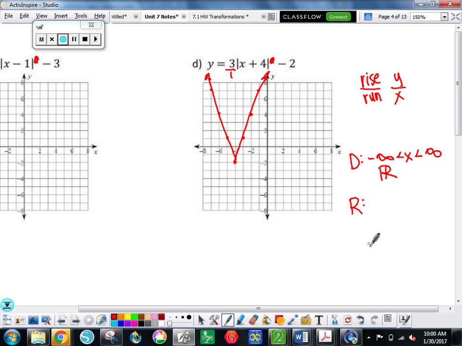The range is from where to where? Is it going up or is it going down? Up, so is that a greater than or is it a less than? My y values are greater than or equal to, what's the lowest y value? -2.